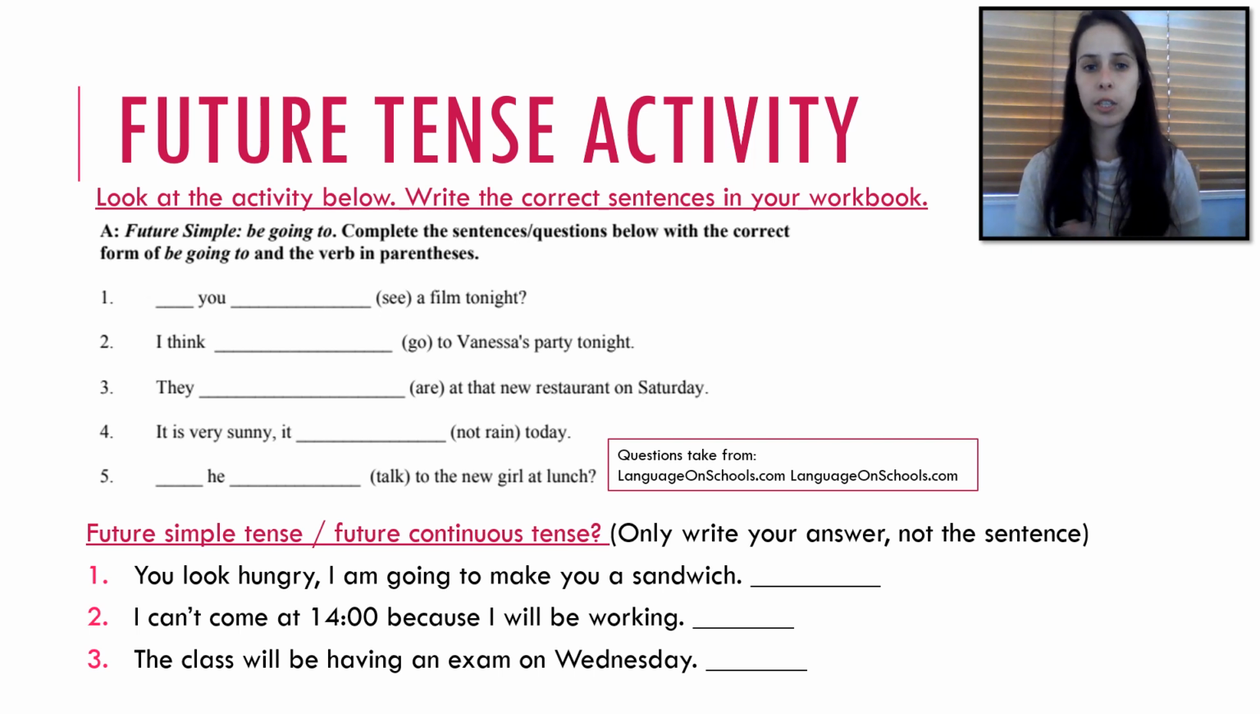So let's have a look at your activity below. Look at the activity below and write the correct sentence into your workbook. It says there, future simple, be going to. So you're looking at the sentence structure. You're more than welcome to go back to your notes and look at that sentence structure. Complete the sentences or questions below with the correct form of be going to and the verb.